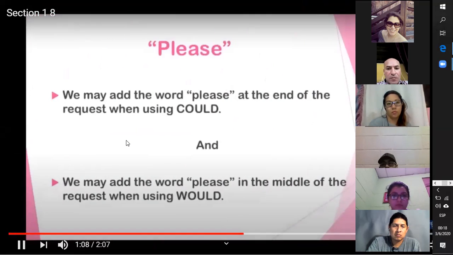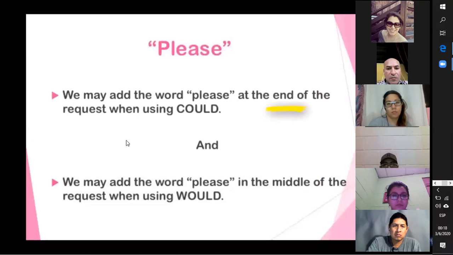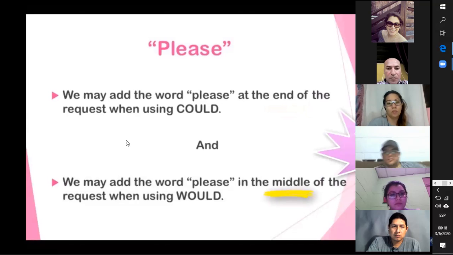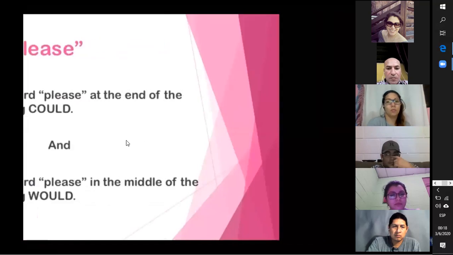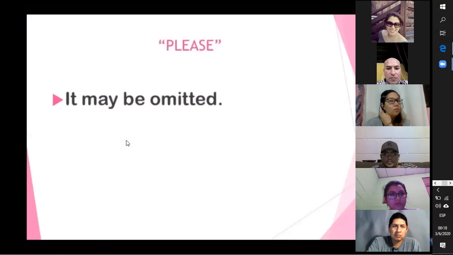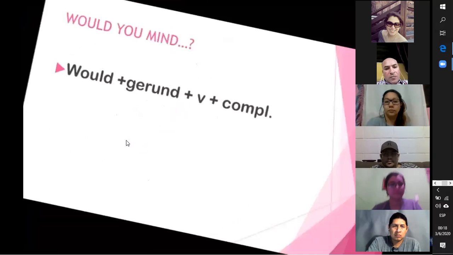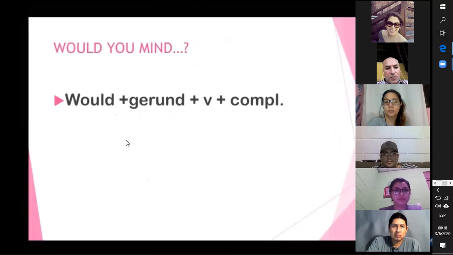Usually, we add the word please at the end of the request when using could, and we use please in the middle of the sentence to make a stronger emphasis on the request with would. However, please may be omitted. Now, let's go over would you mind. When we use the entire expression, would you mind, the verb which follows must be a gerund. This is how it is formed. Would you mind plus gerund, or verb plus ing, plus complement.